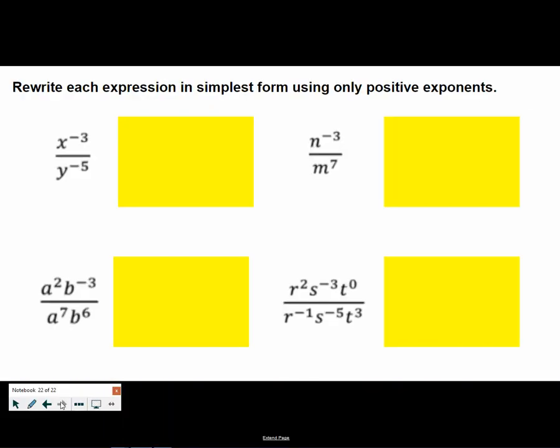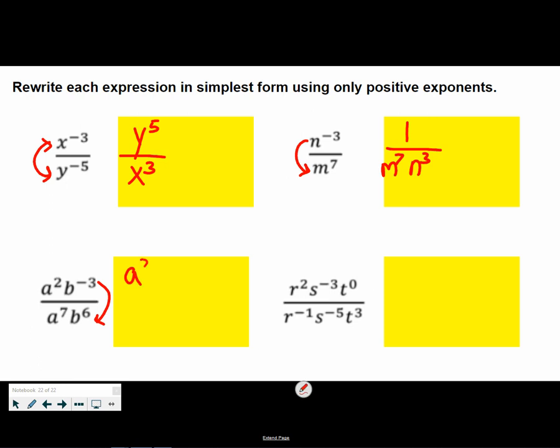It says rewrite each expression in simplest form. Basically, to make the exponents positive, I have to flip over my fraction. So I just rewrite it as y to the 5th over x to the 3rd. For this one, the n goes down because it flips over. So I get 1 over n to the 7th, n to the 3rd. The b goes down into the denominator because it flips over.